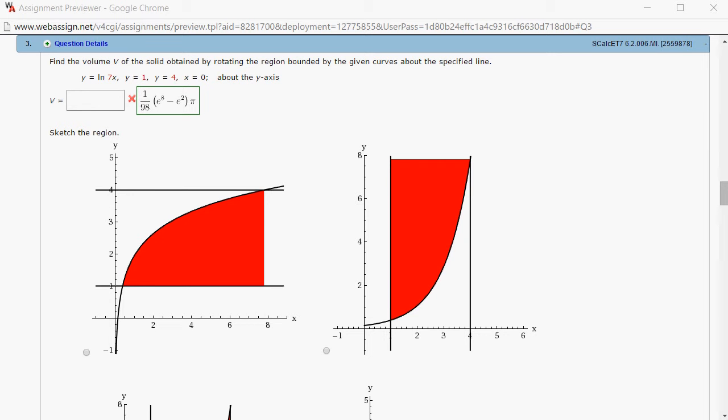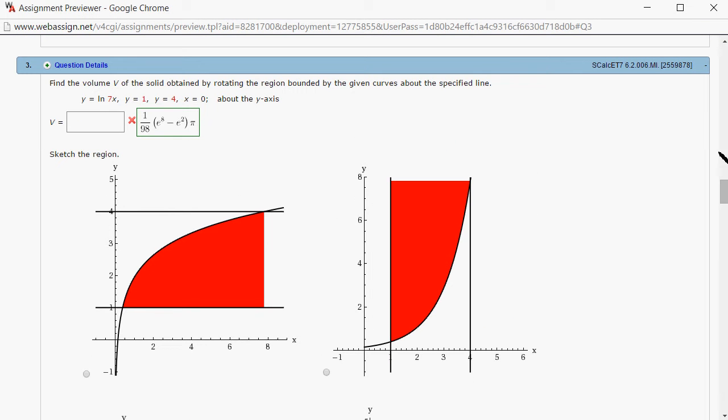All right, let's look at homework 6.2, problem number 3. We want to find the volume of the solid obtained by rotating the region bounded by these curves about the y-axis. So let's look for the correct region. We have natural log of 7x, and y equals 1, and y equals 4, and x equals 0.